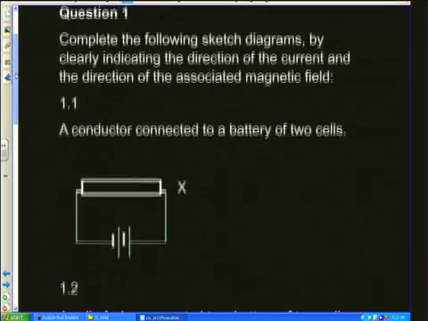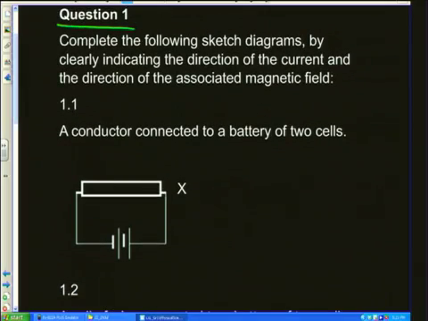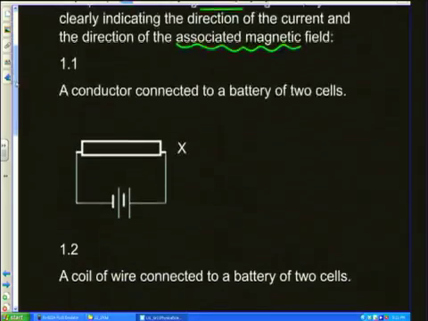Let's look at the first one, question number 1. All right, it says complete the following sketch diagrams by clearly indicating the direction of the current and the direction of the associated magnetic field. Okay, so we start with the first diagram here.